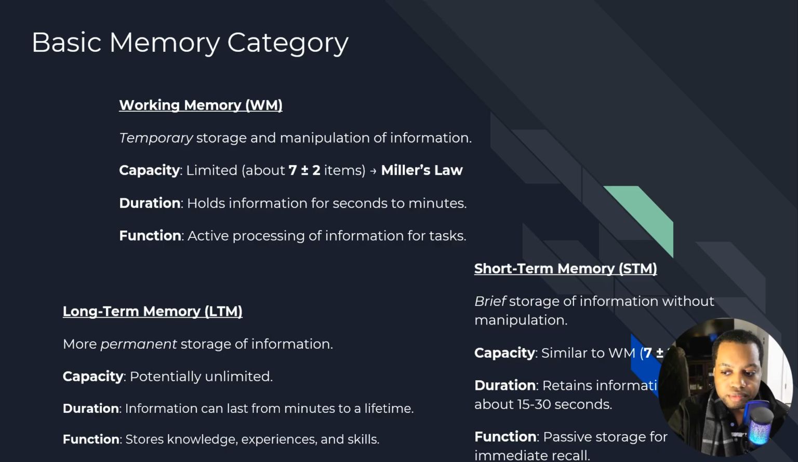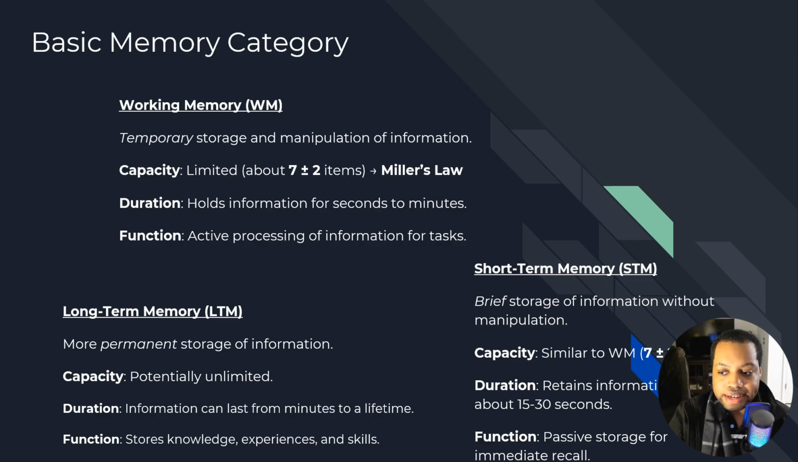Short-term memory. Short-term memory is a brief storage of information without manipulation. And the capacity is similar to long-term memory, 7 plus or minus 2 items. And unfortunately, my camera view is blocking some of this light. The duration is roughly 15 to 30 seconds.